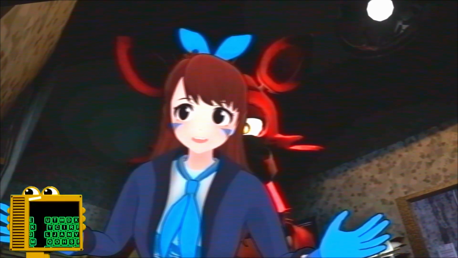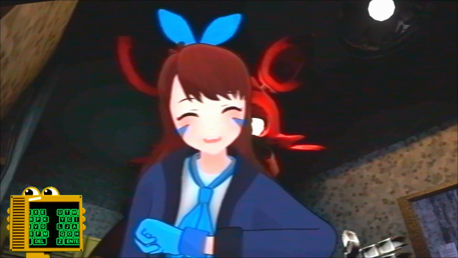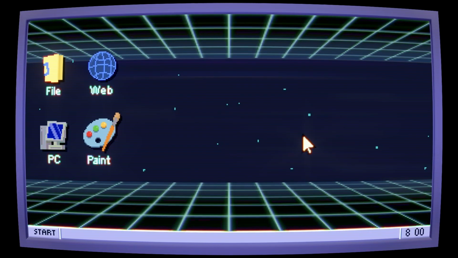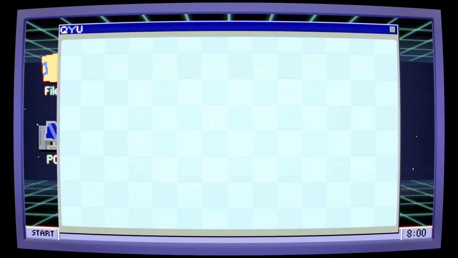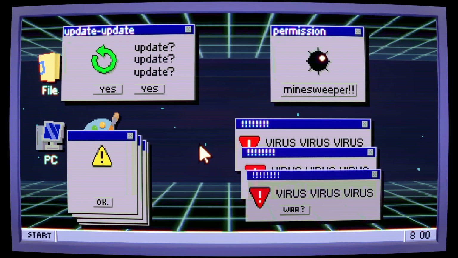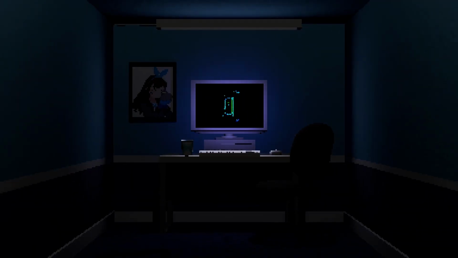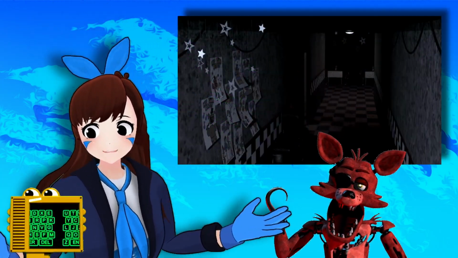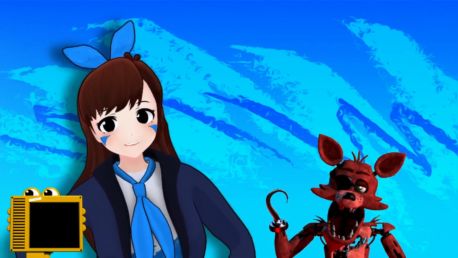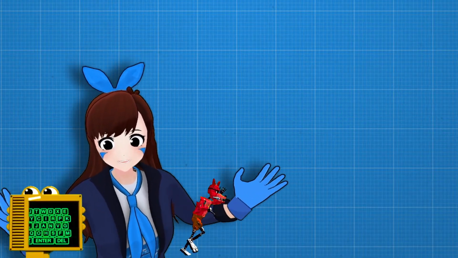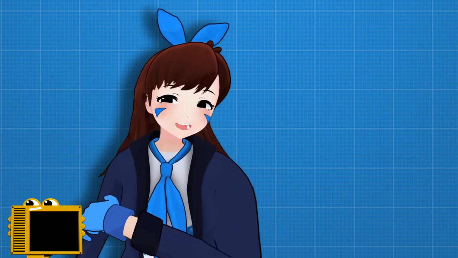Hiya, I'm Hand Unit and this is Qyuwi, and today we're gonna see, can you actually outrun Foxy? You see, Foxy is one of the only characters who you see move on camera in the first game, and he's fast. Or is he? Today we are going to look into how fast Foxy actually is, and if you could outrun this sprinting soul.